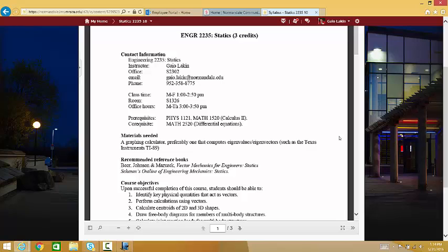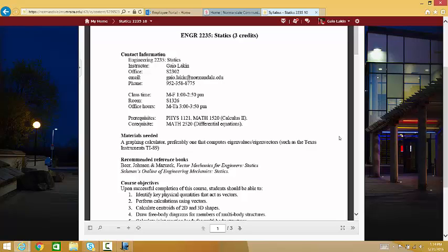Reference books. There is no required textbook of any kind. The lecture is just totally self-contained. I do think it's a good idea to have a reference book as you move on after this class.